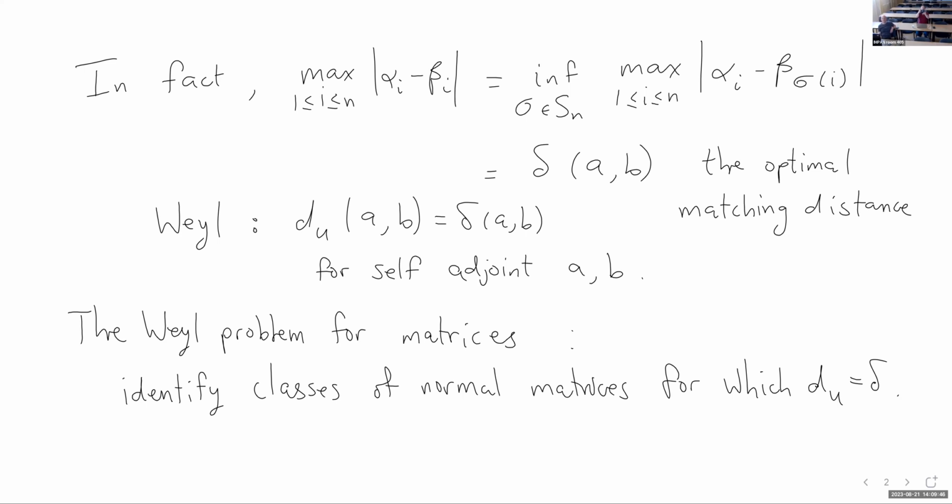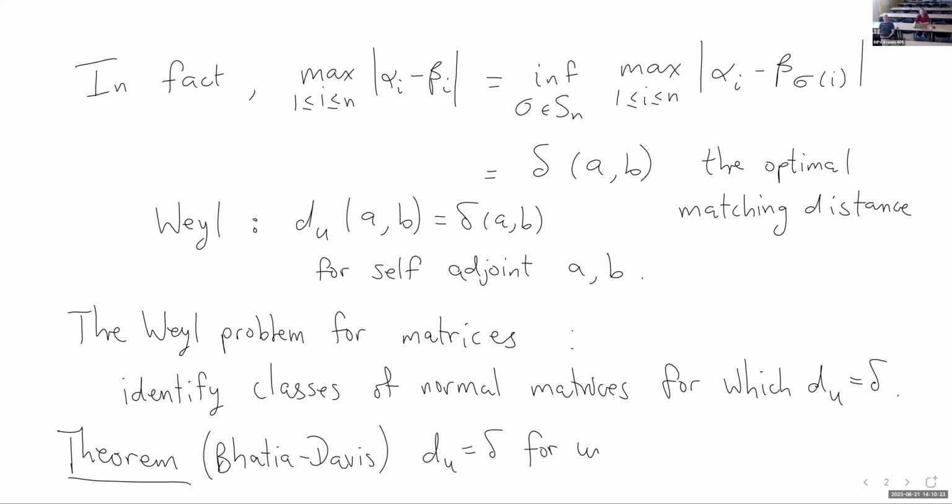Okay, right. So identify classes for which we still have this. Indeed, maybe it could be true for all normal matrices. So I'll tell you some things that are known. Theorem, this is due to Davis sometime in the 80s, so a considerable amount of time after the original result. It holds for unitary matrices: d_U equals delta for unitary matrices.